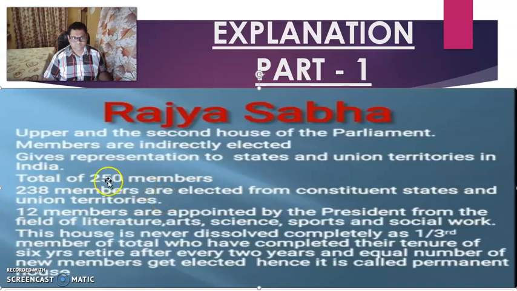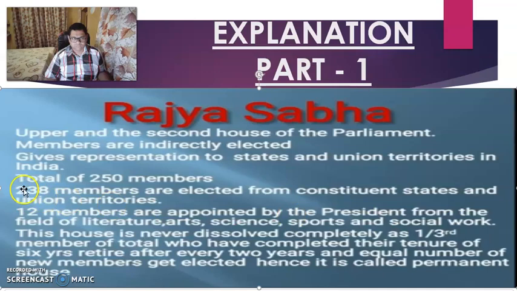Total of 250 members. How only 238 then? Let's see. From where are those 12 members? Those 12 members are appointed by the President. Again, the role of the President is over here. Now, from where does the President appoint these 12 members? From various special fields: literature, arts, science, sports, social work. From these fields, these 12 members are selected by the President. So, a total of 250 members now.